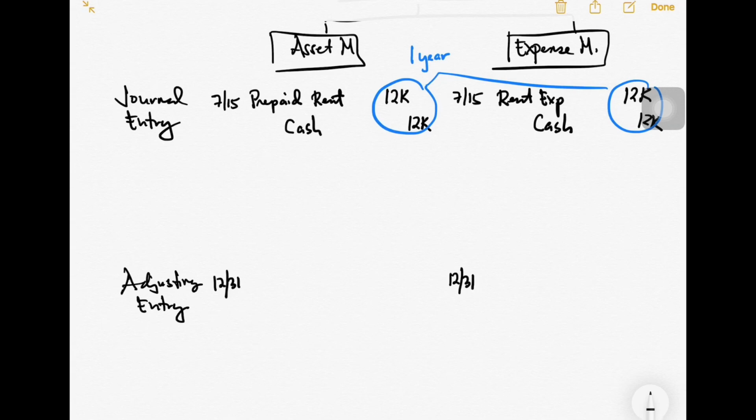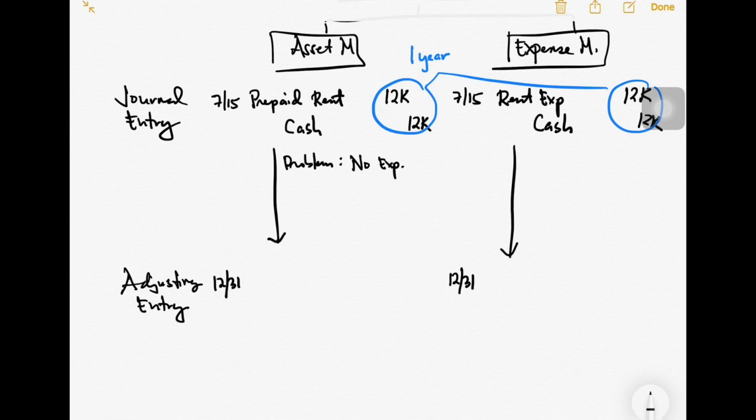in both cases. Now, why do we need to adjust the initial entry? Why do we need to adjust the one in the asset method and the one in the expense method? What's the problem? The problem with the record under the asset method, although the initial entry is correct, is that there is no recognition of expense at year end. I mean, from July 15 to December 31, where is the recognition of an expense? Because following the accrual basis, you know for a fact that there should be a recognition of an expense.